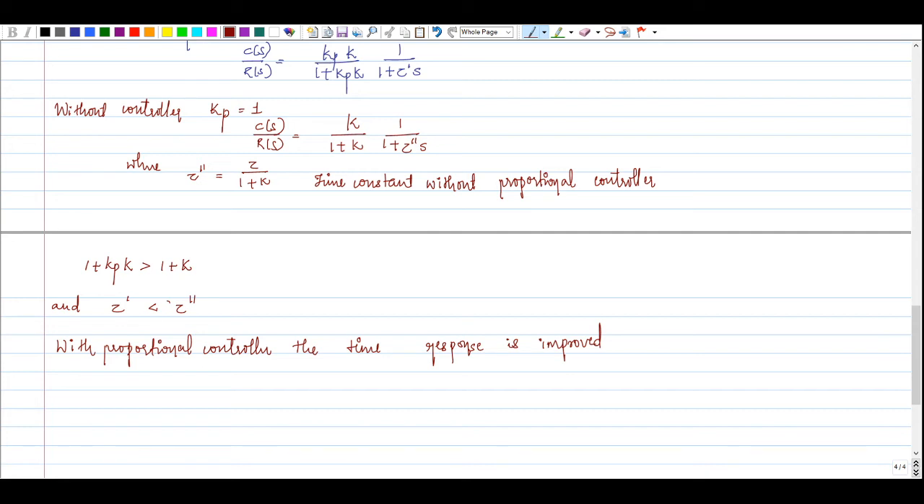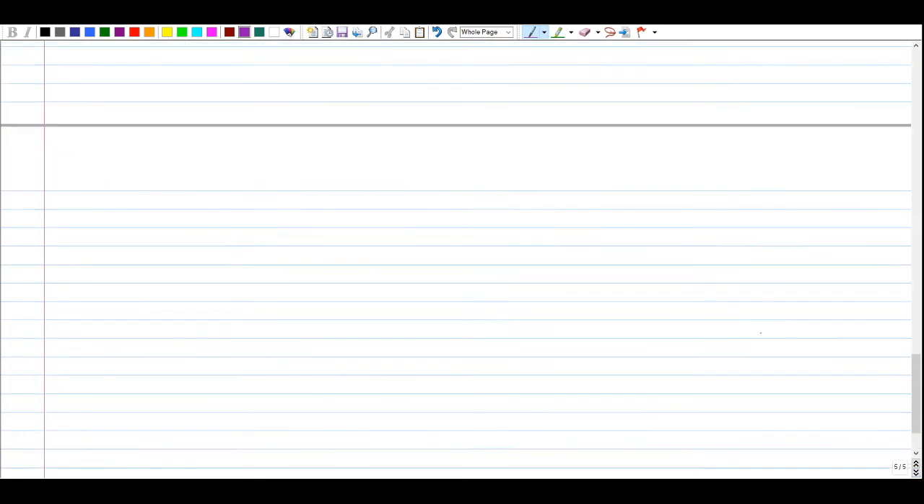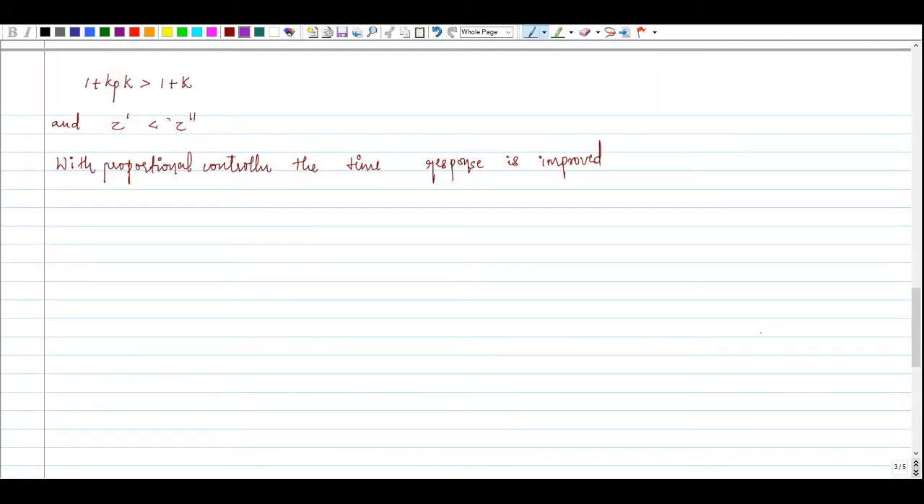So if the time constant is small, we will say that the time response of the system is better. So with a proportional controller, we can have better time response than the one without a proportional controller. The second thing is the steady state error. Now the steady state error is very important. This is why we are actually using a controller: to eliminate or to reduce the steady state error.